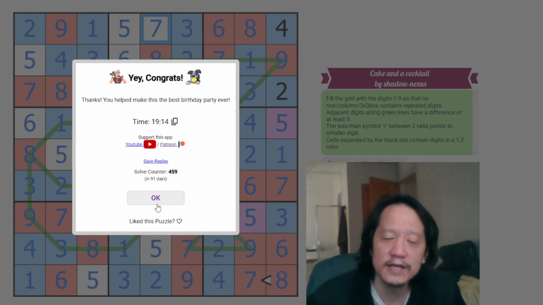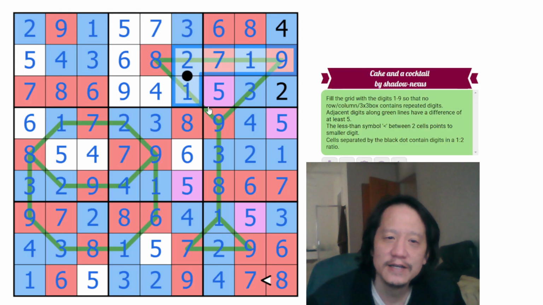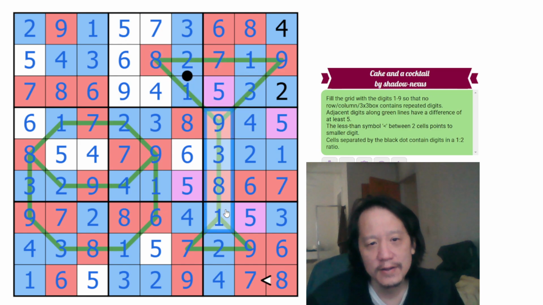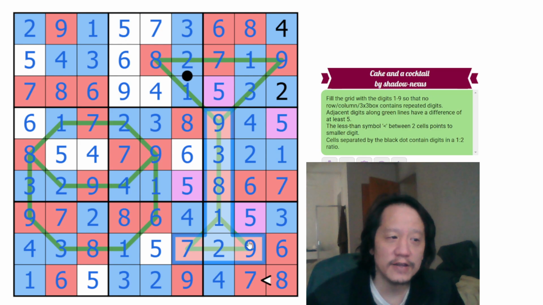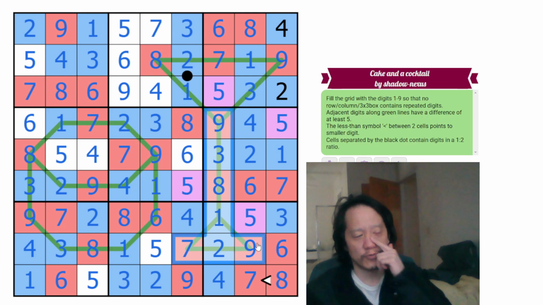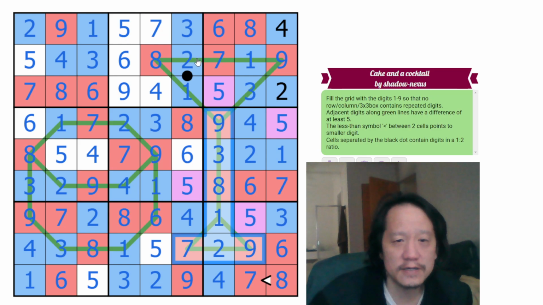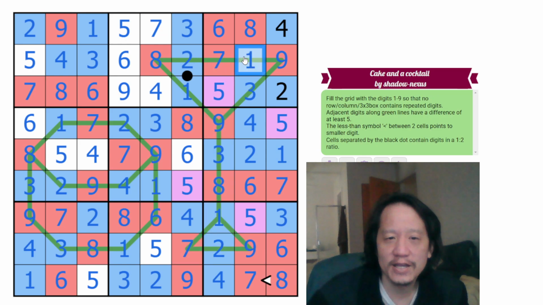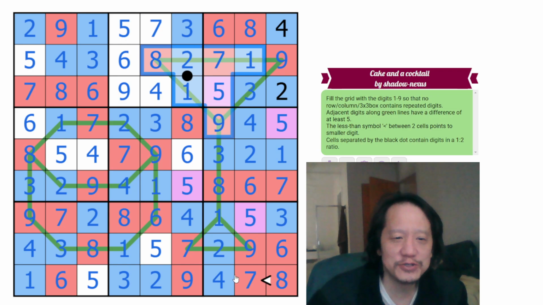Oh, okay, this is cake and a cocktail. That makes sense. So I guess he was celebrating his birthday here. Very nice. Pretty straightforward, pretty approachable in its solving. And we celebrated, which is nice. There's no 3 in the corner, though. We didn't celebrate that way.